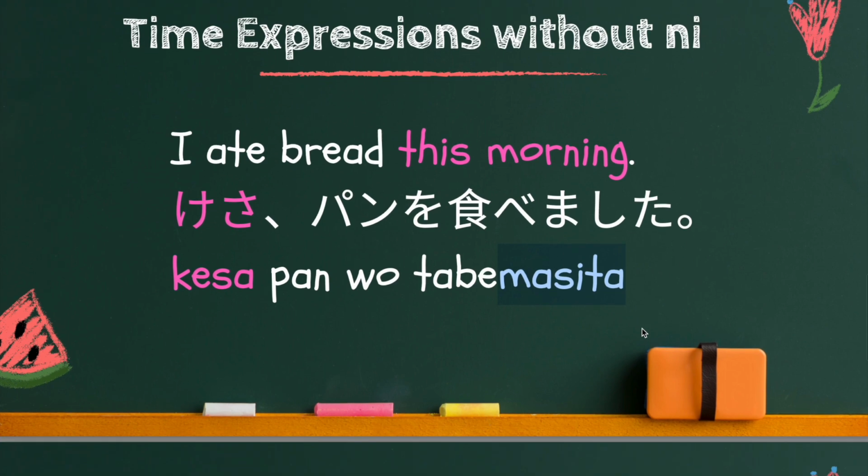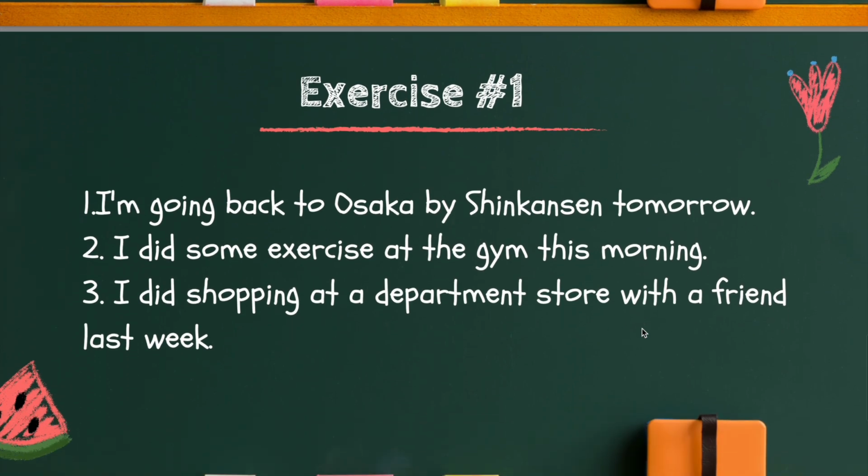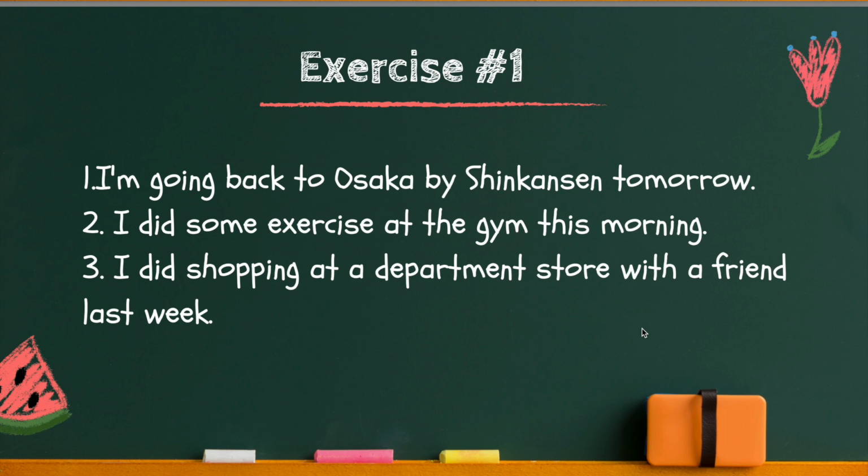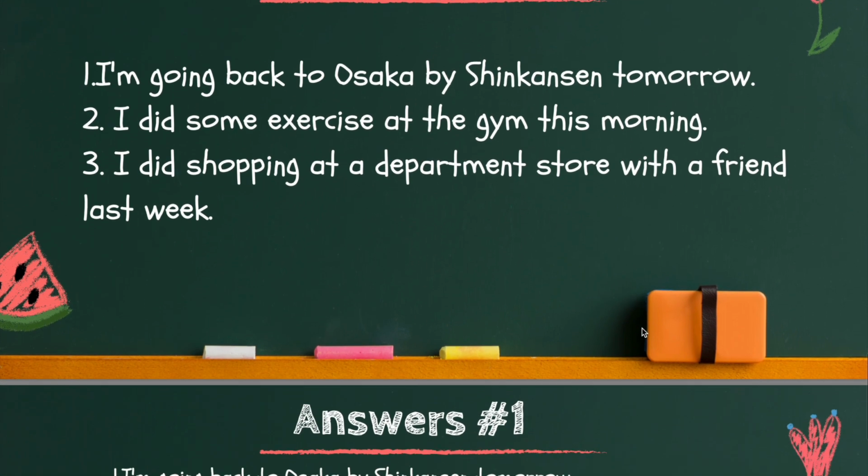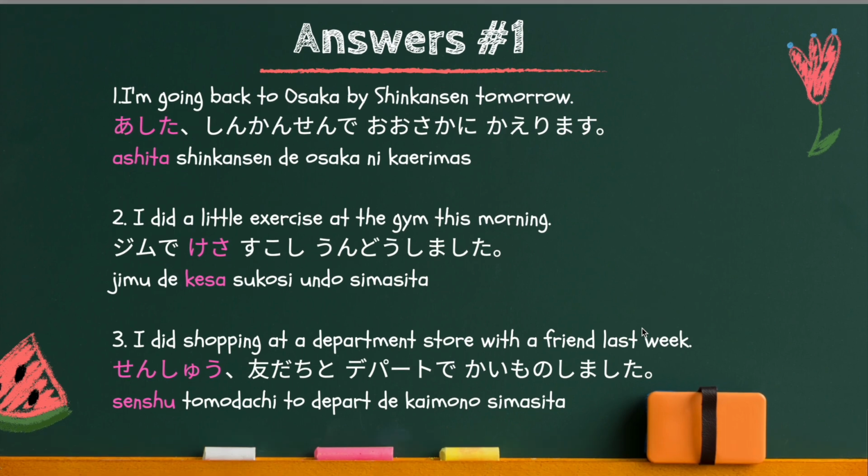Now, I'd like you to do this exercise. Please stop the video and translate these 3 sentences into Japanese. When you are ready, please come back. Now the answers. I'm going back to Osaka by Shinkansen tomorrow. 明日新幹線で大阪に帰ります。Going back is 帰ります. It's a verb, so it has to be at the very end.